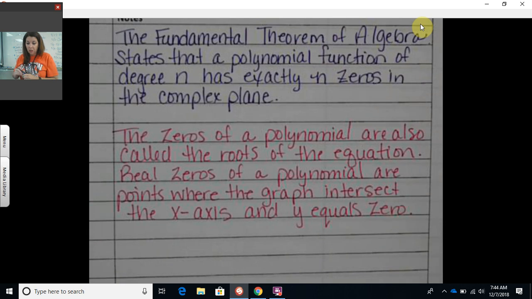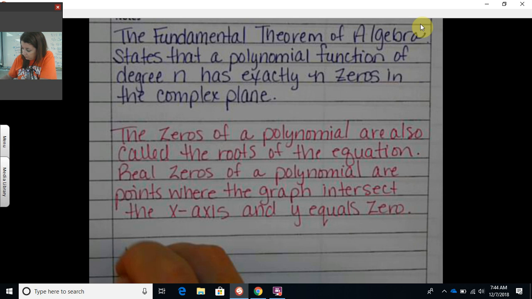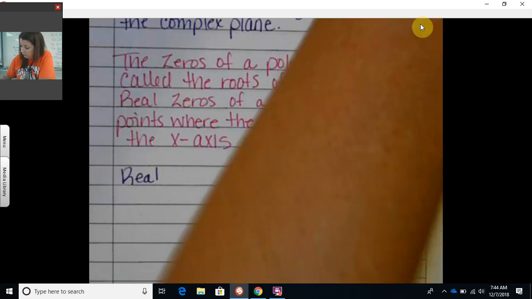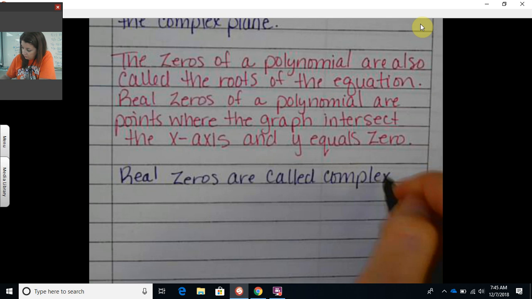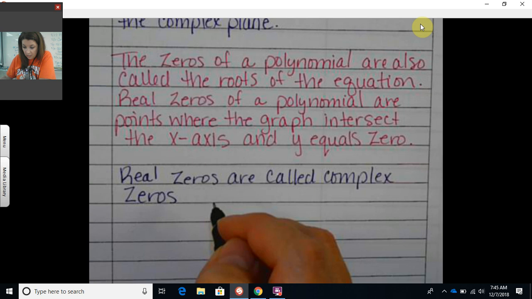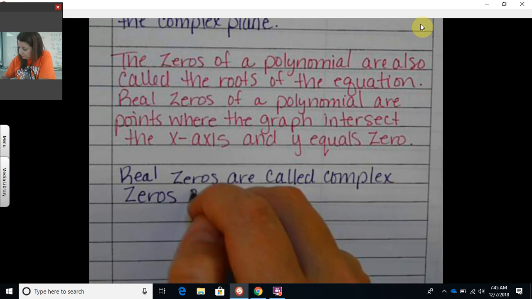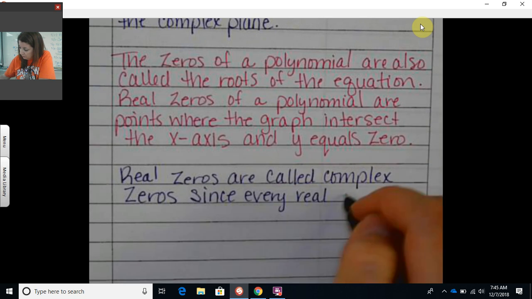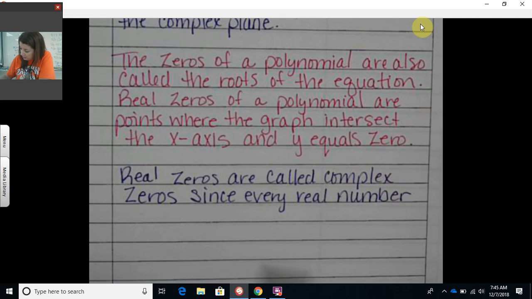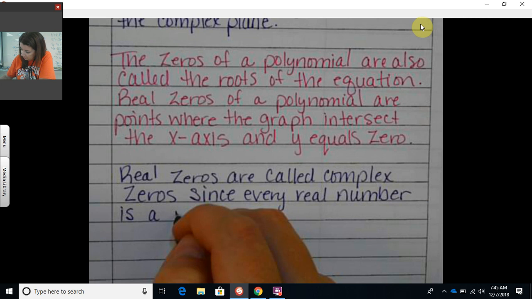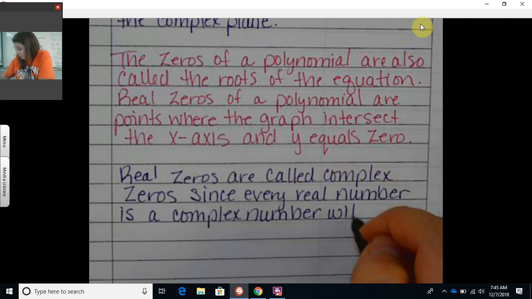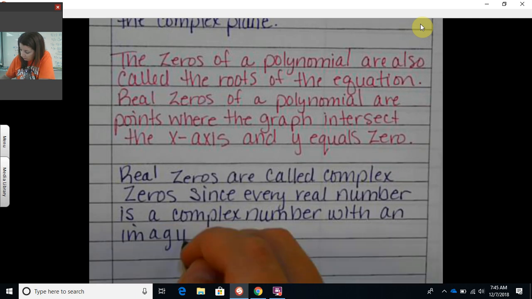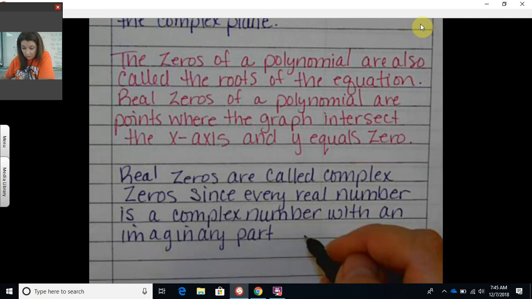Real zeros are called complex zeros since every real number is a complex number with an imaginary part equal to 0.